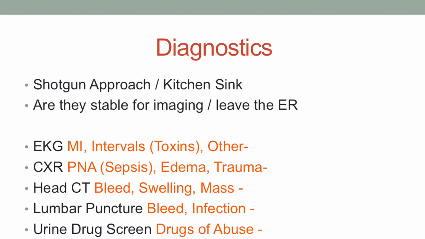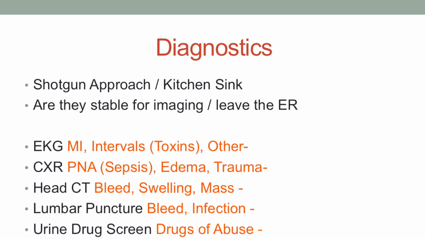Another thing to think about, are they stable for imaging? Can they leave the ER? This is where those ABCs come in. Is their airway intact? Are they breathing spontaneously? Are they perfusing well? Their vitals are okay? Is this someone that can actually leave the emergency room and go to the CAT scan machine and be stable enough to sustain imaging? Or do they need to be intubated? Do they need to wait and become more stable? Do they need some sort of other intervention?